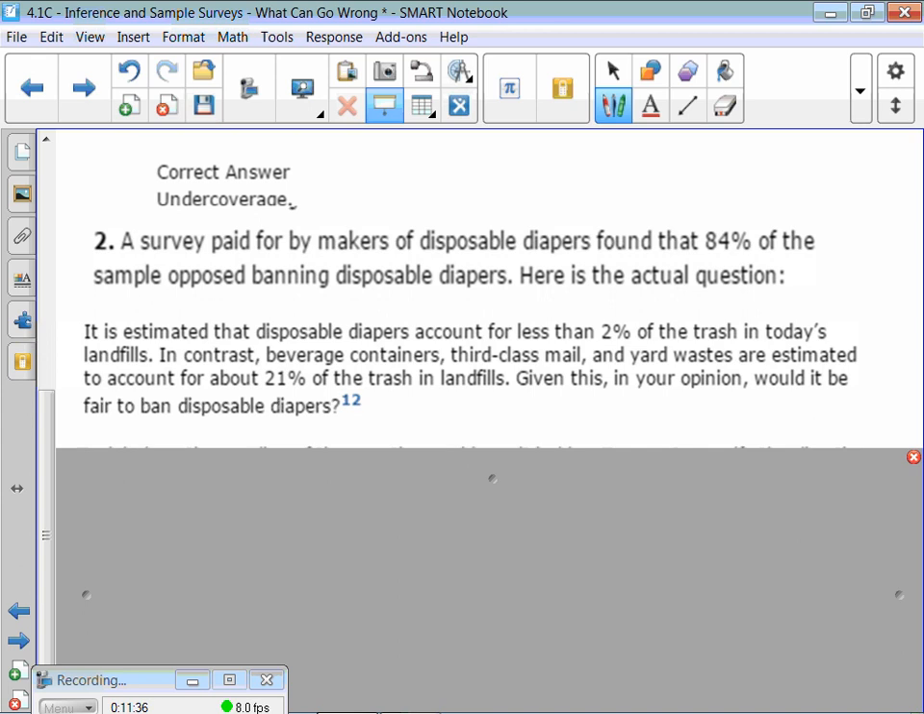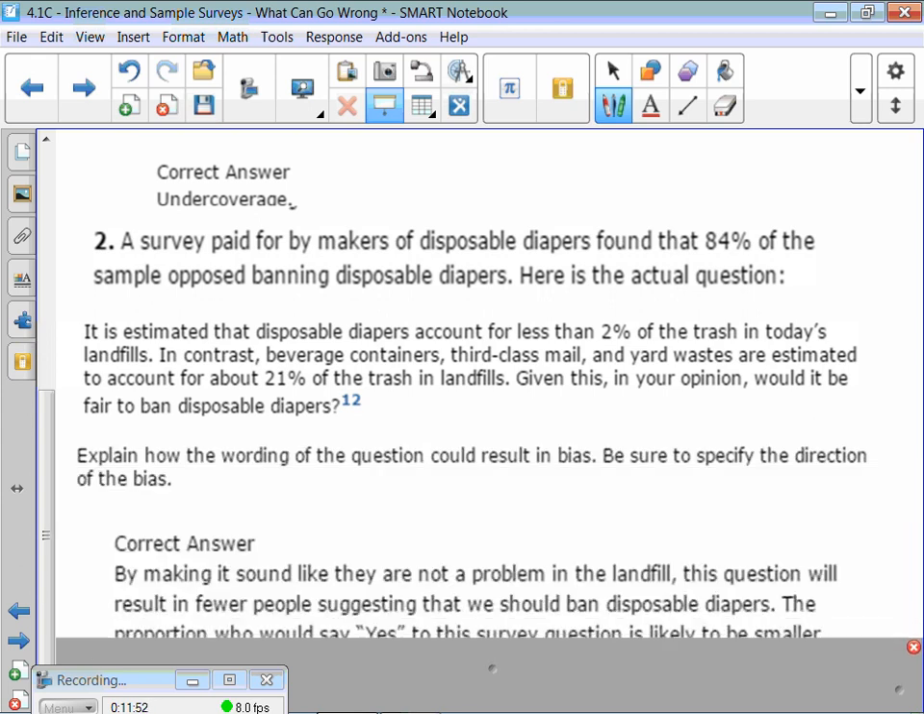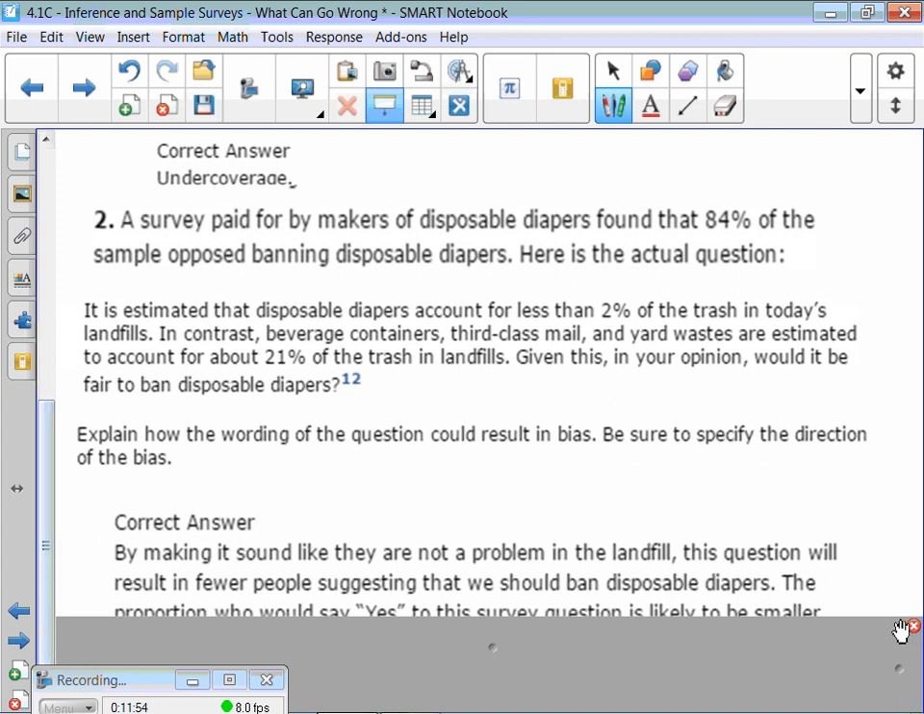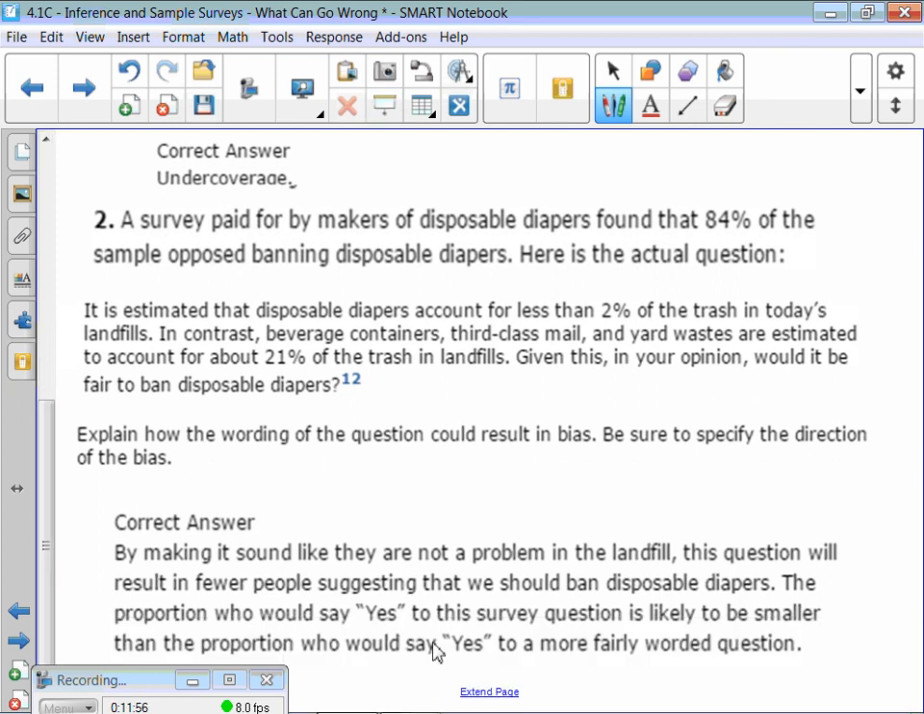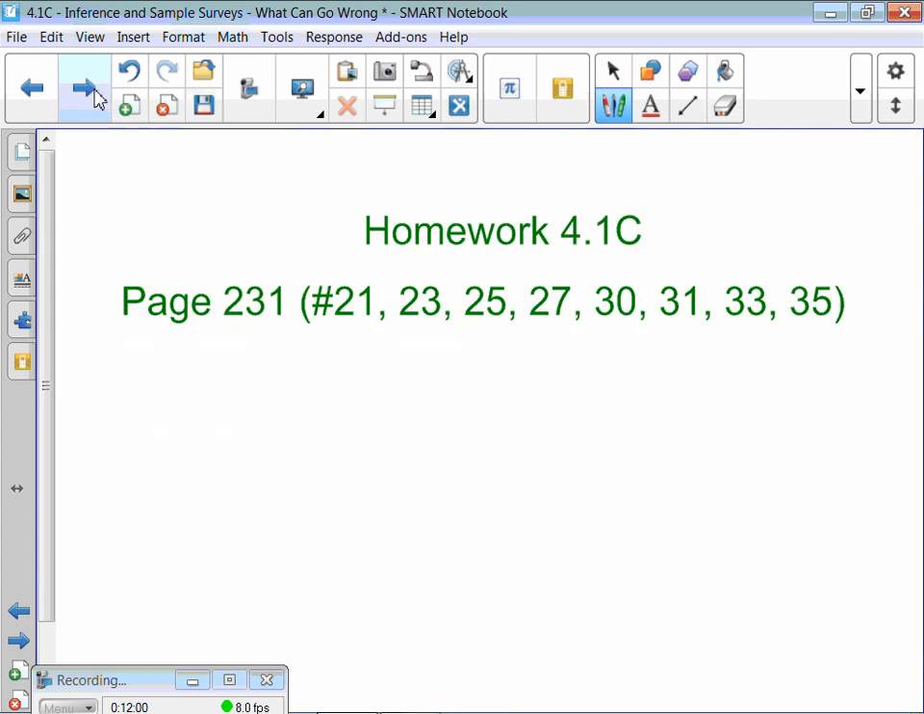So what's wrong with this one, you guys? The wording of the question is influencing your response, right? They're giving you this information to make you think, well, 2% is really not that big of a deal versus all this other stuff we put in the trash. So wording of the question would be a problem, and you'd want to word it more fairly. That's it.